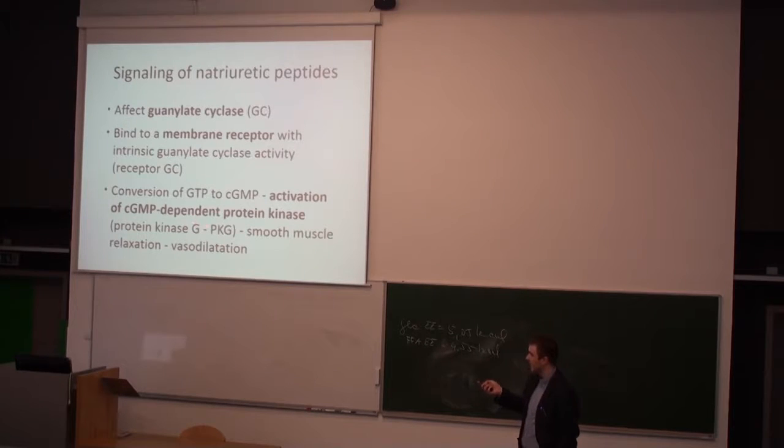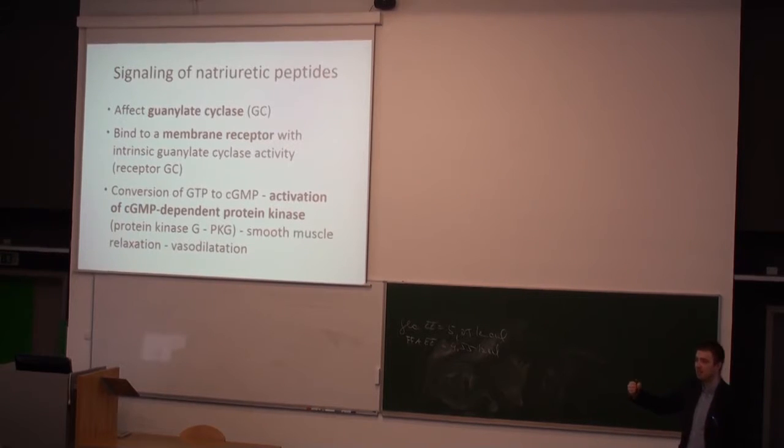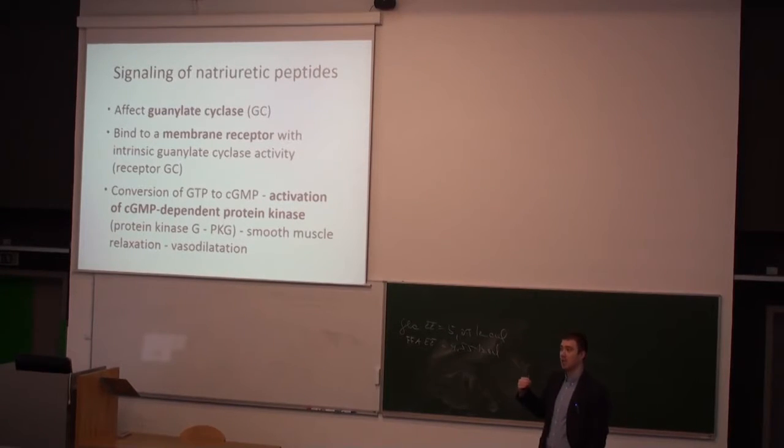And this protein kinase will phosphorylate some proteins inside the smooth muscle cell of the blood vessel wall, and it will lead to the relaxation of the smooth muscle in blood vessels, and therefore it will cause vasodilation. That means lowering the blood pressure.